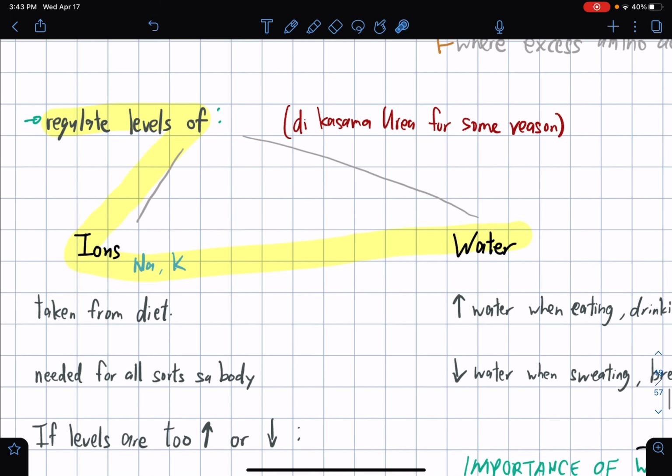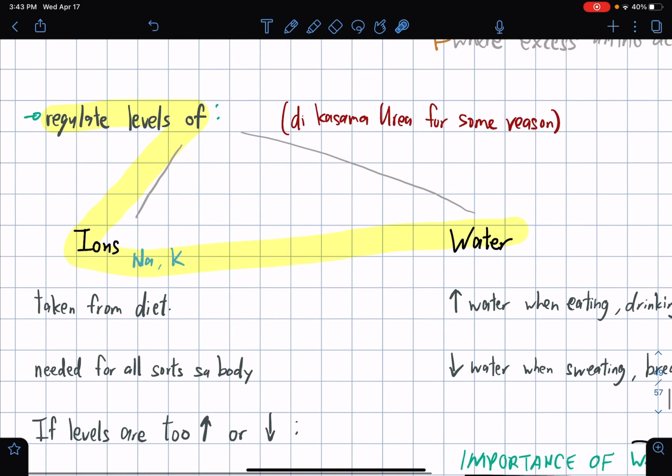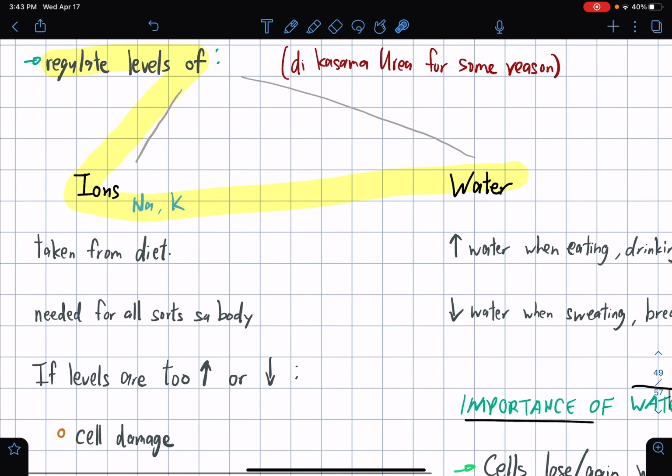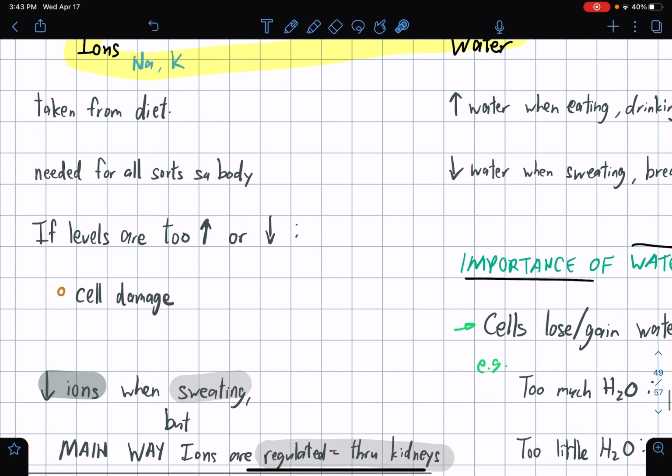Alright, so the kidney regulates the levels of ions and water, and for some reason, urea is not part. Maybe, right? So, that's the big reason why, but I'm just not sure what that reason is. But for ions, these are taken from diet. For instance, sodium and potassium. They're all needed for all sorts of things in the body. If levels are too high or too low, the cell could be damaged.